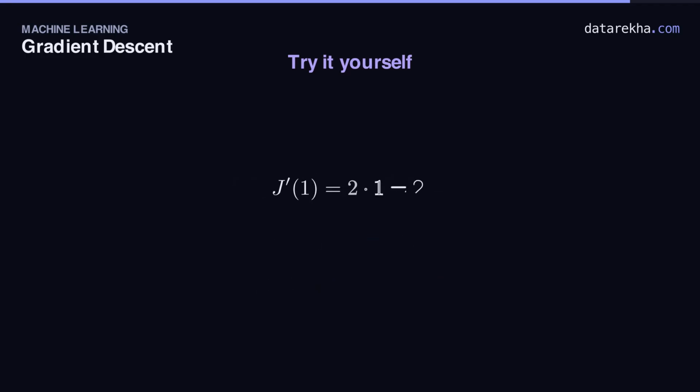Here's the walkthrough. The slope at theta equals 1 is 2 times 1, which is 2. Plug into the rule. New theta is 1 minus a tenth of 2. A tenth of 2 is 0.2. So theta becomes 1 minus 0.2, that's 0.8. One step has nudged us from 1 toward the minimum at 0. If you got 0.8, you've truly got gradient descent.